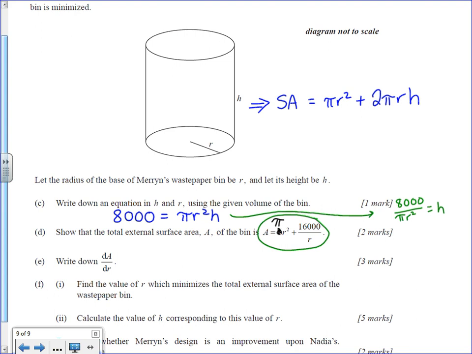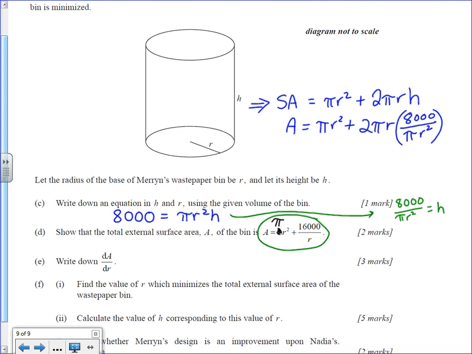I'm going to plug that into the surface area equation that I'm writing. Actually, I don't really need to write it as an equation. It says I can. Oh yeah, I guess I will. Okay, area equals pi r squared plus 2 pi r. In place of h, we're going to put 8,000 over pi r squared. And then we see if we can simplify this to make it match what they have.